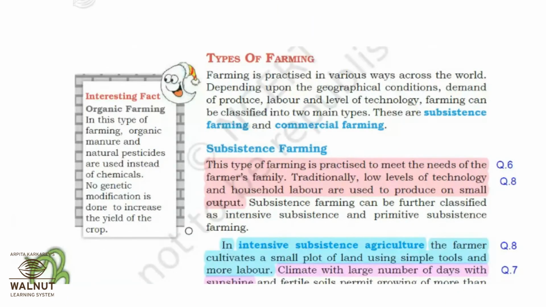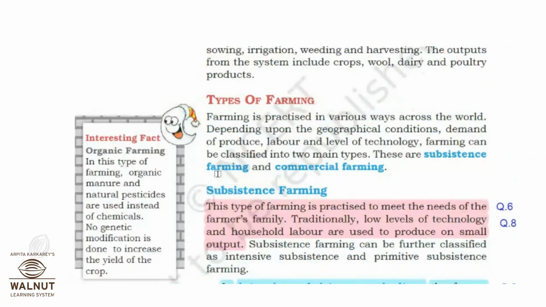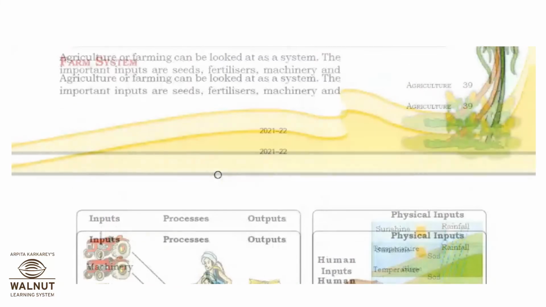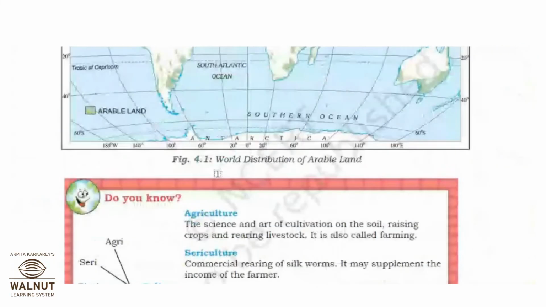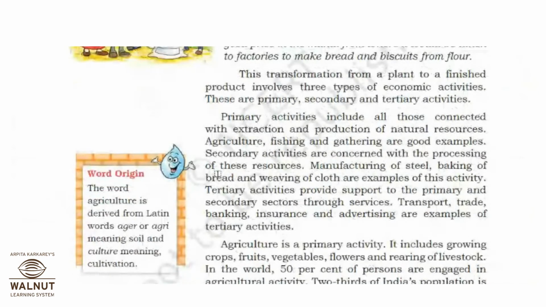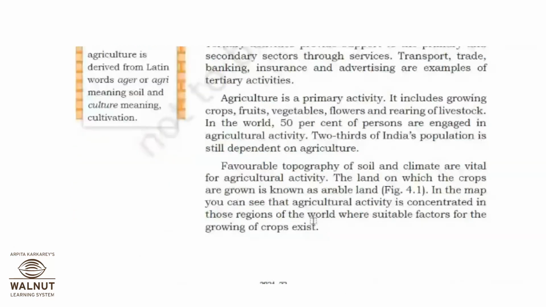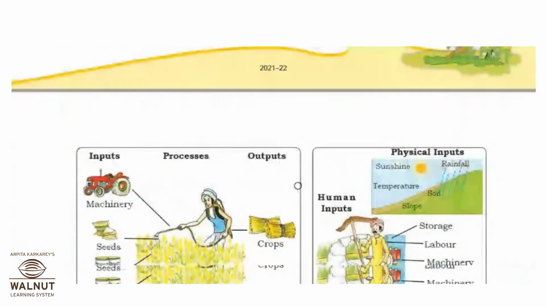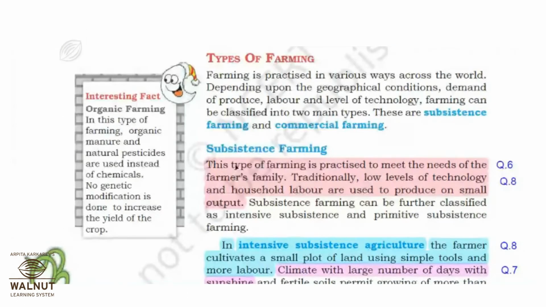Okay, so in your textbook, lesson number 4 is there. We already have learned about agriculture, input, output, processes. Okay, so all these things we already have learned in the first part of agriculture, like primary activities, secondary activities, and tertiary activities. Then we'll move ahead with the types of farming. Here you will get to know the detailed information about in which part of the world this type of farming is done.